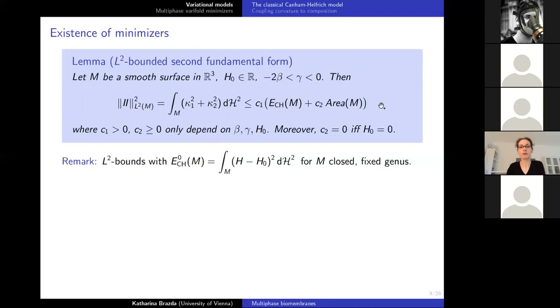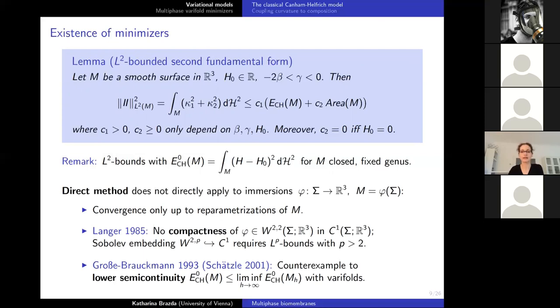So these bounds hold under this assumption on the material parameters, so for beta and gamma. Beta is positive, but gamma needs to be negative. And this is really also the range that has been identified by experiments. Such an estimate can also be obtained if one fixes the genus of a closed surface for this energy, the Canham-Helfrich energy without the Gaussian term. And so this looks promising for the direct method.